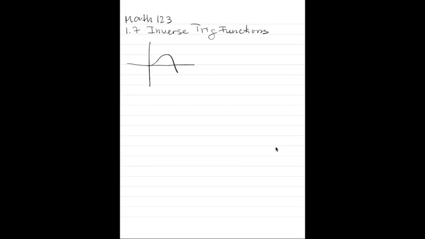So here's the sine graph, y equals sine of x. And we see it's not one-to-one. One-to-one function passes the horizontal line test. So you draw a horizontal line, and if it intersects more than one point, then it's not one-to-one.